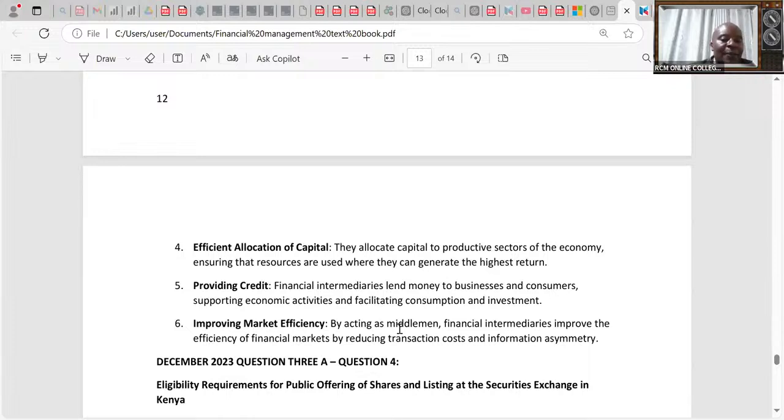All right. But the most important things that you should never forget, and you can take these as separate points, ladies and gentlemen, that you shall never forget. Whenever you hear of functions of a financial intermediary, we have savings. So we give you an opportunity to save. There are very, very few people who save, especially in this Nairobi of ours.